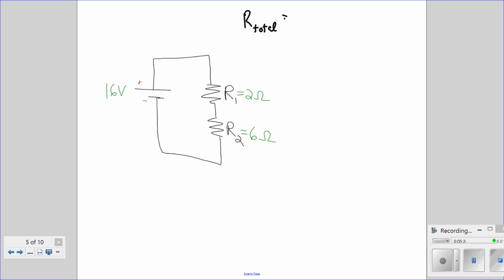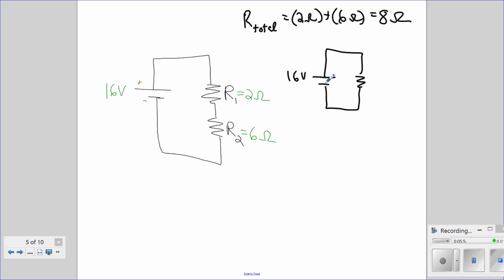That total resistance would be 2 ohms plus 6 ohms, which is 8 ohms. And so what this means is we could replace these resistors with a single resistor of the same total resistance. An equivalent circuit would be this 16-volt battery connected to a single 8 ohm resistor.